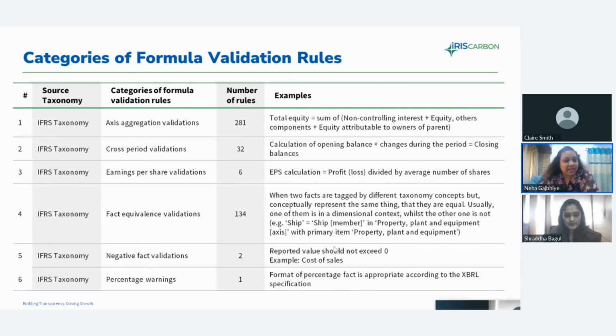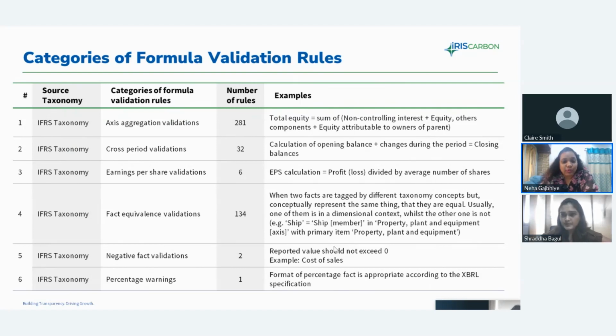Next is cross-period validation. If there is any cross-period validation, for example, if you want to calculate the closing balance, it would always be the opening balance plus changes during the period. Then we have the validation rule with a formula to calculate the EPS. So according to this validation, the EPS will be calculated using this formula only.